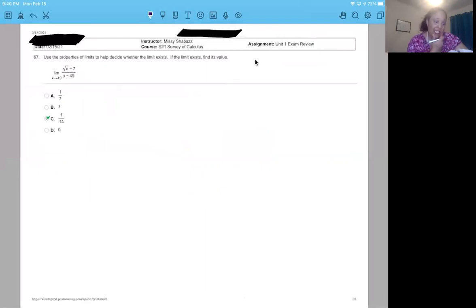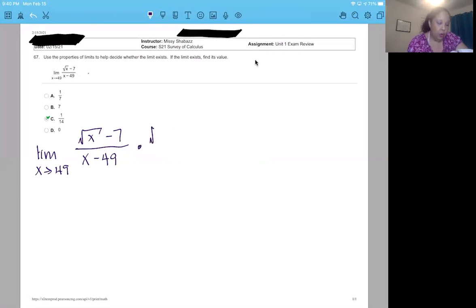All right, question 67. Another limit question. Again, I can't directly plug in because that would give me something that is undefined. So what I'm going to do is rationalize the numerator, which means I'm going to multiply the top and the bottom by the conjugate of the numerator. So the square root of x plus 7 over the square root of x plus 7. The key to this is to make sure you FOIL the top, but don't FOIL the bottom.